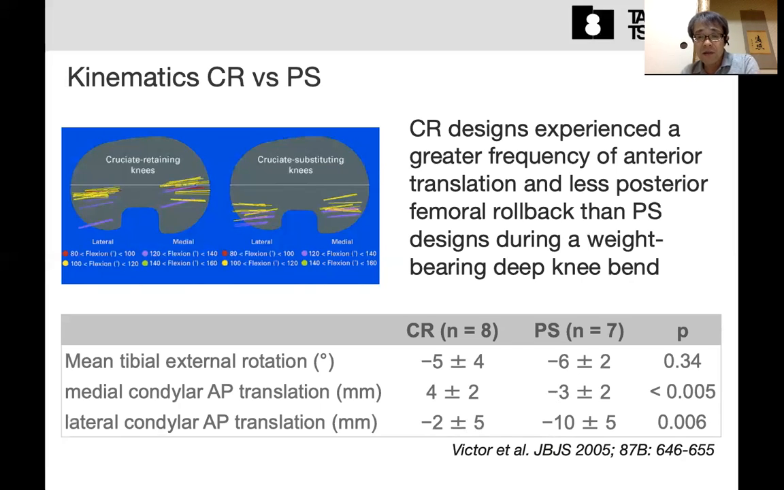And the lateral side is the same. So the CR has a very small amount of rollback motion even on the lateral side. In contrast, the PS knee can move greatly compared to the CR knee. This is the difference.